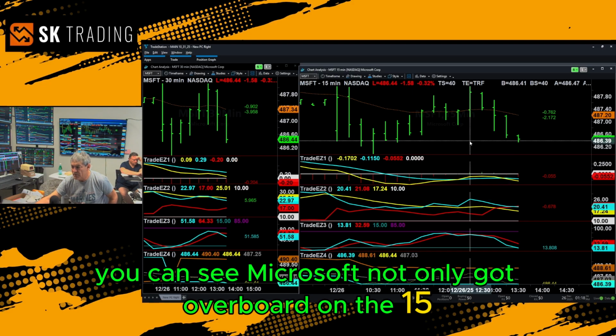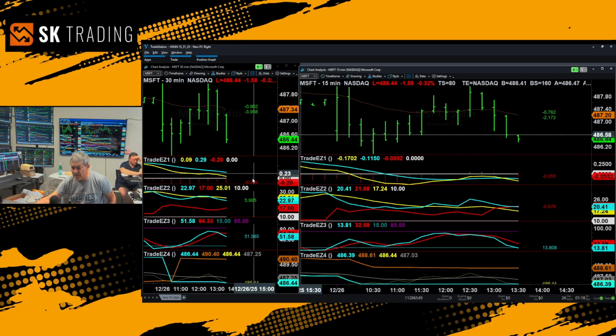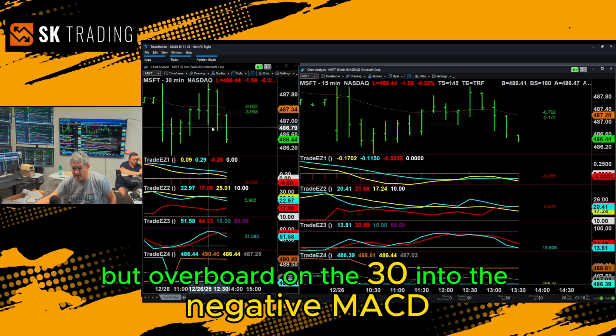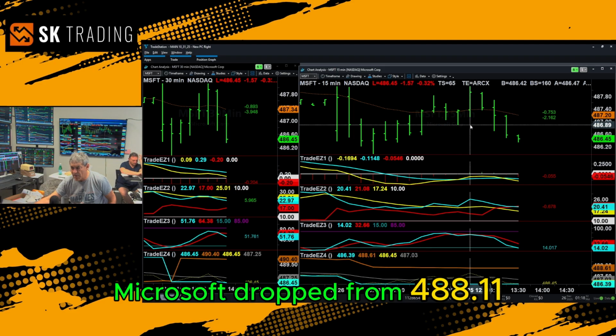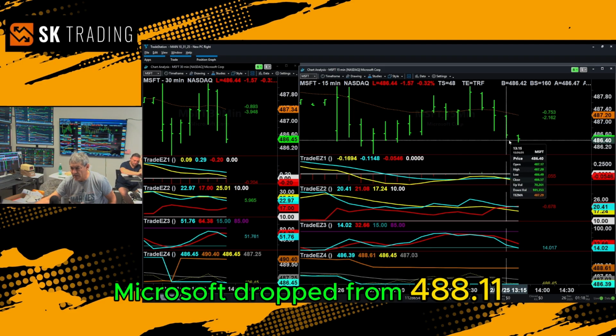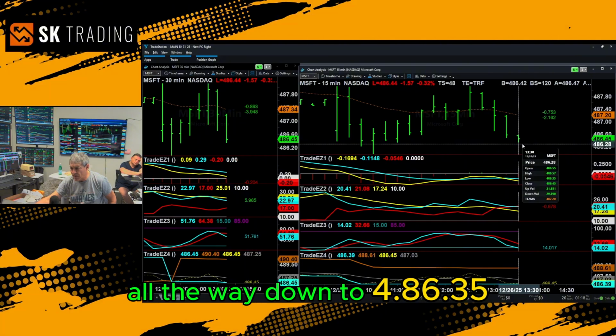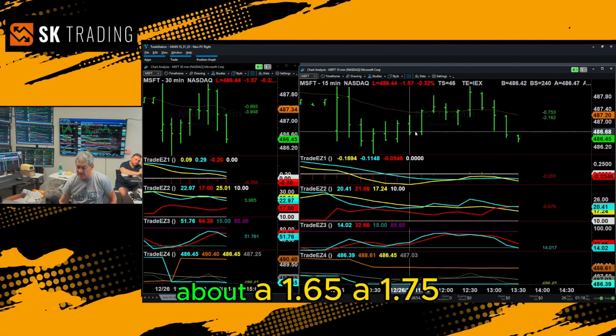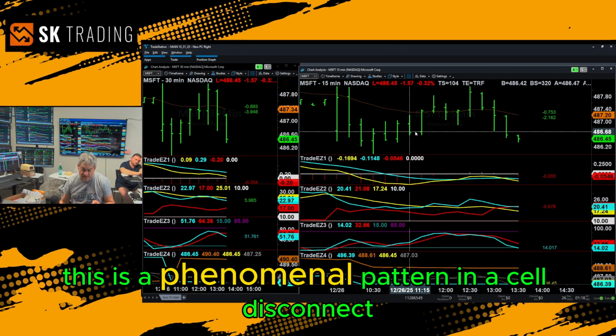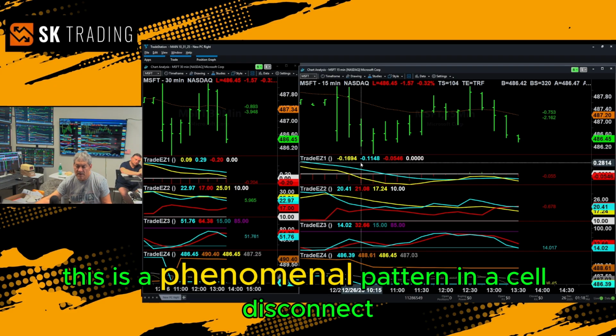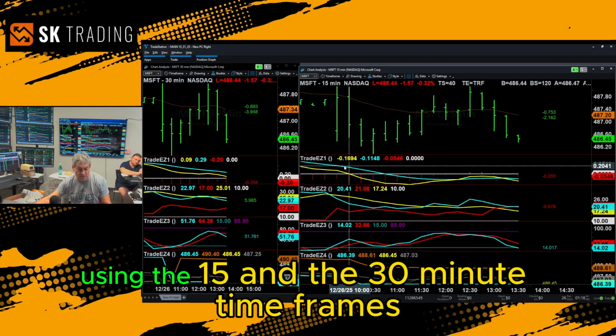488 level. You can see Microsoft not only got overbought on the 15, but overbought on the 30 into the negative MACD. Microsoft dropped from 488.11 all the way down to 486.35, about $1.65, $1.70. This is a phenomenal pattern in a sell disconnect using the 15 and the 30-minute time frames.